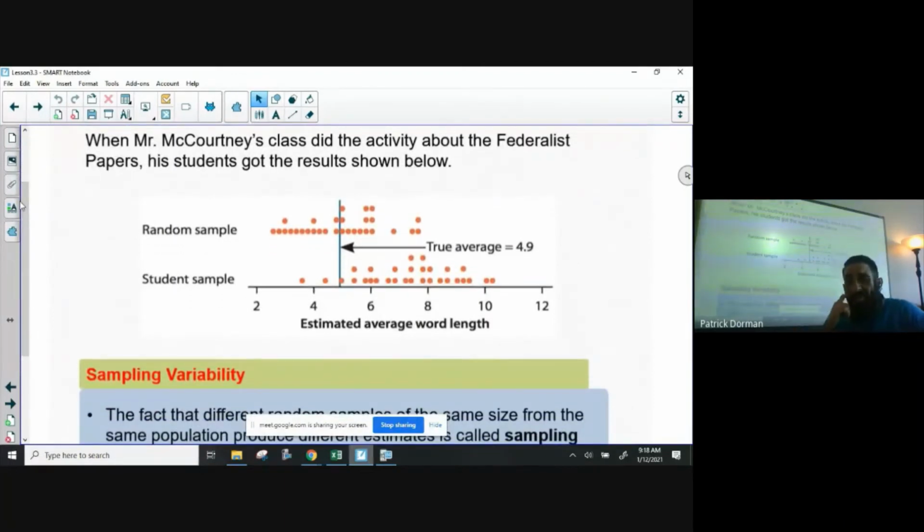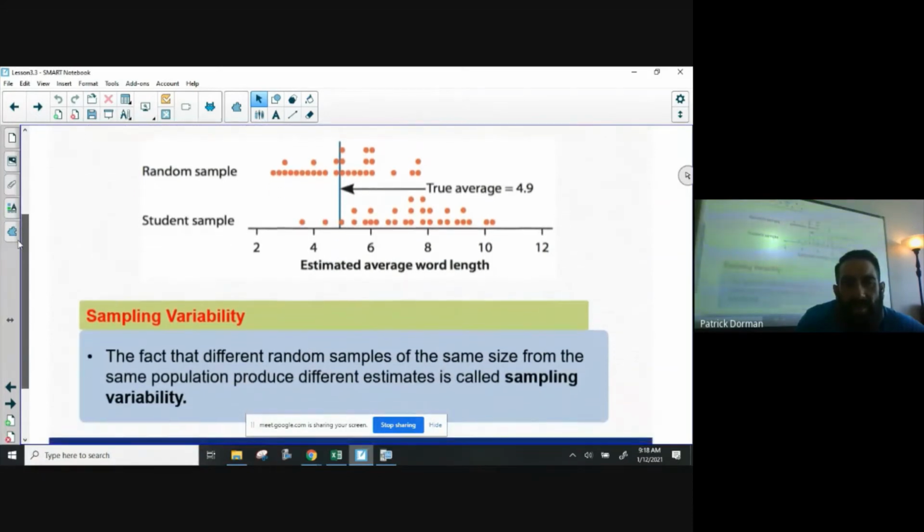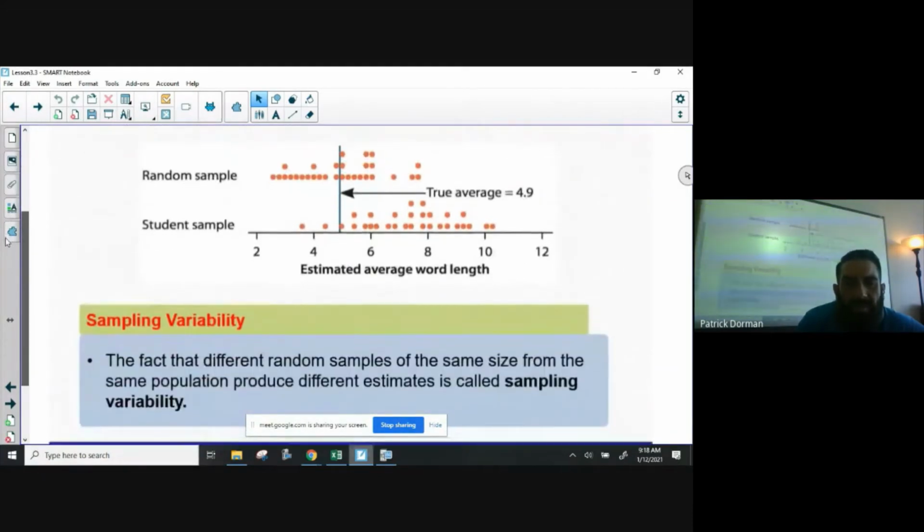I guess Mr. McCourtney did some activity with Federalist Papers, and they looked at what the average word length is in the Federalist Papers. The idea is that when we take a sample from a population, of course, we're not going to get exact numbers, right? There's going to be some variability. It's going to vary from the actual number in the population.